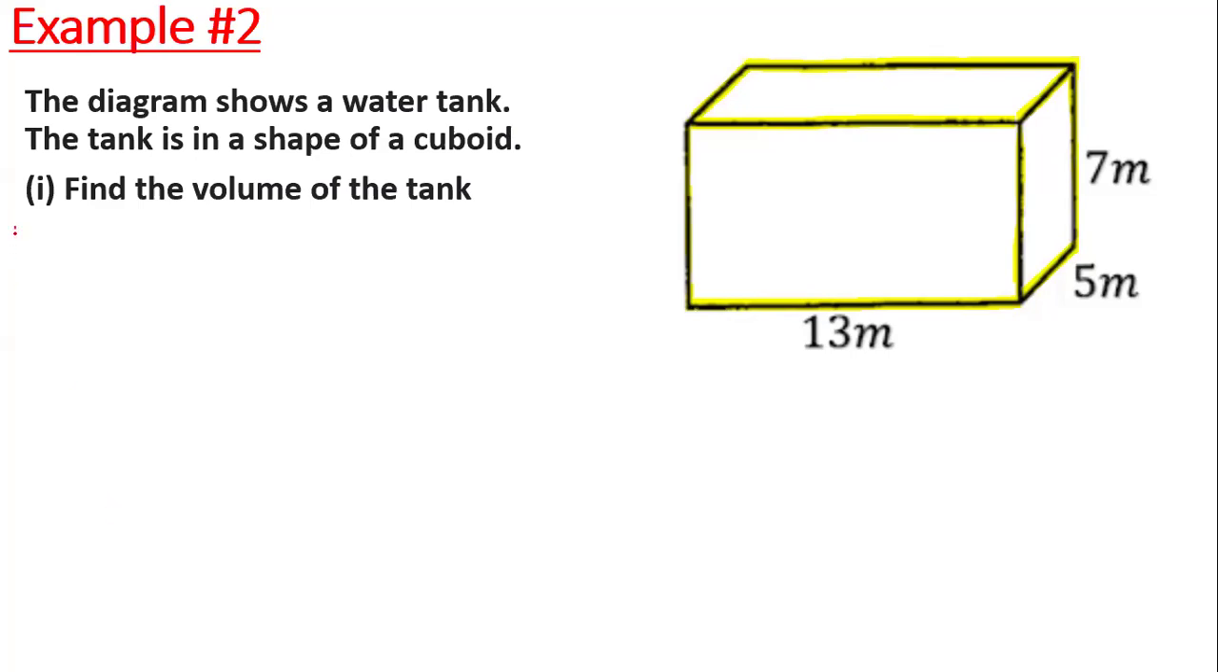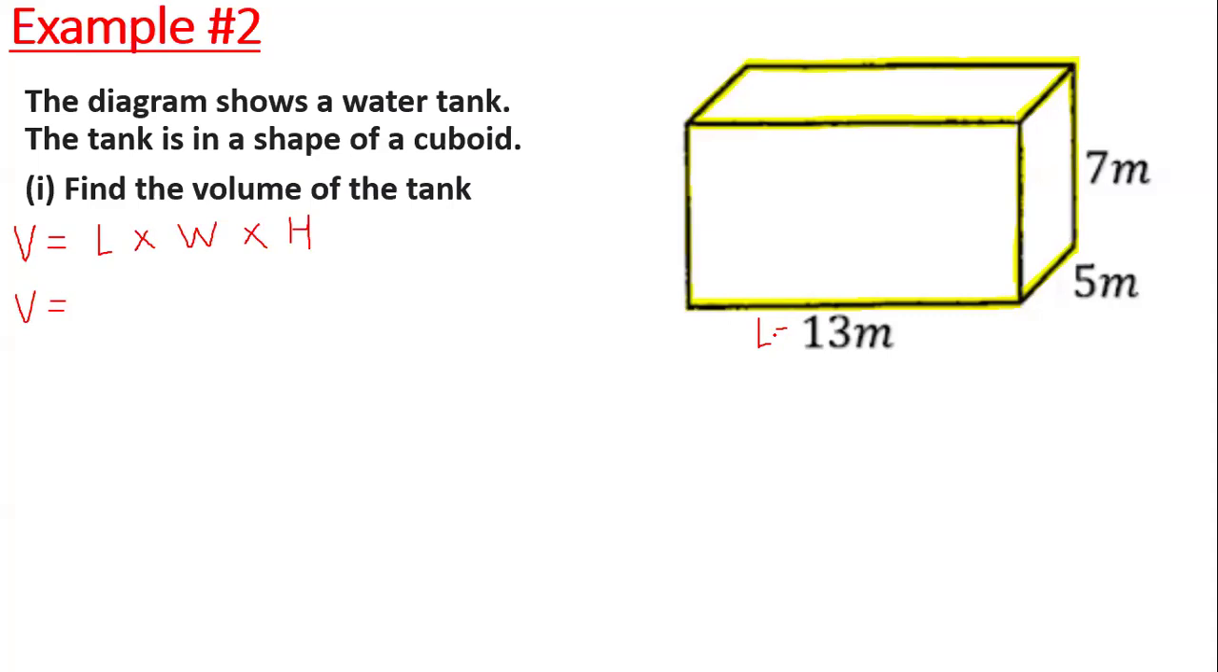So the volume is going to be, what's the formula? Length times width times height. Length times what? Times width times what? Times height. So the volume of this cuboid is going to be, what is the length? The length is 13 m.